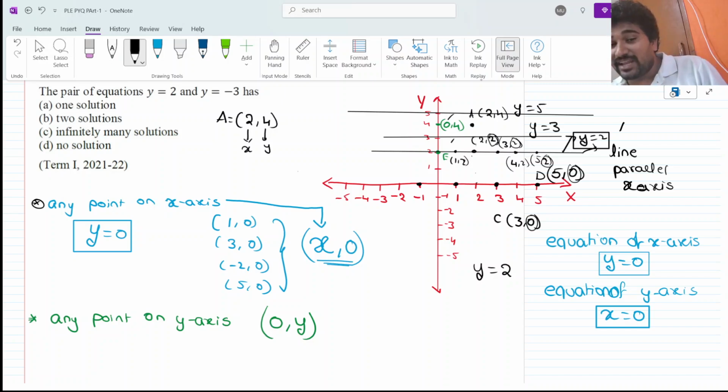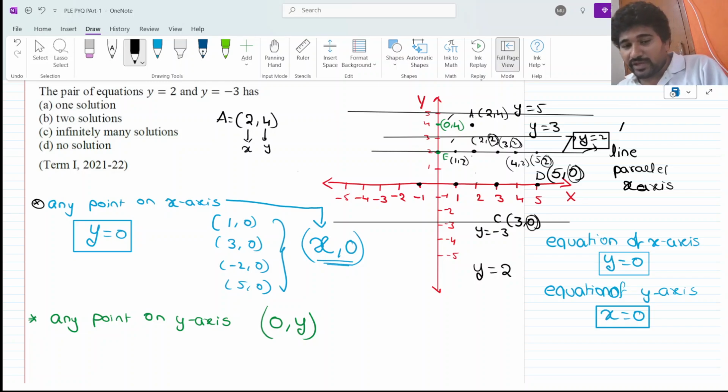If I write a line parallel to the x-axis at -3, what am I doing? I am writing a line parallel to the x-axis at -3. Then what is its equation? y is equal to minus 3.